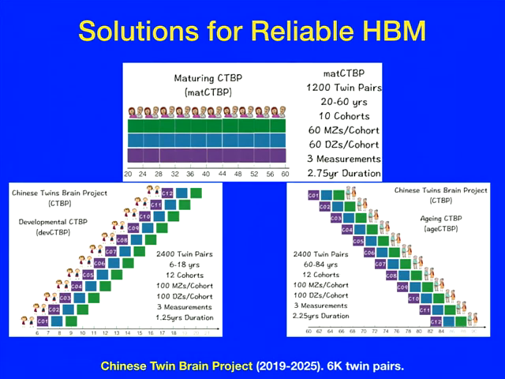Finally, we are planning a big project for lifespan twins. This is the design. This is an accelerated longitudinal design. We will scan 6,000 twins in China across, right now, about 12 provinces.